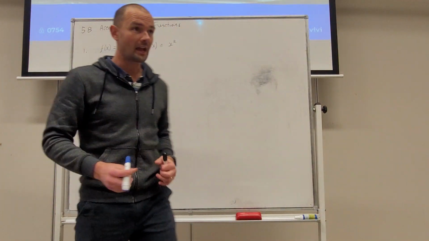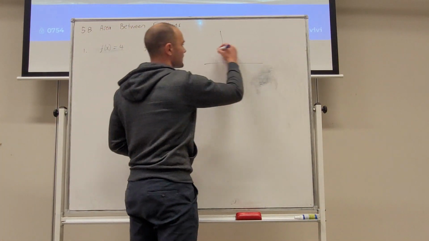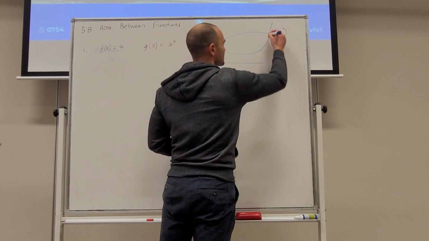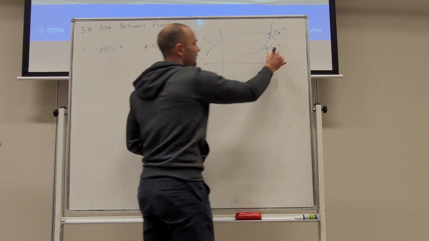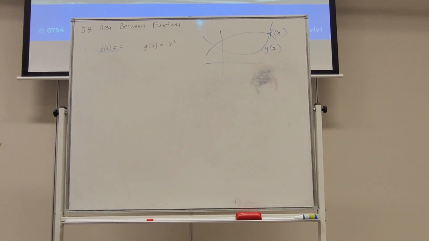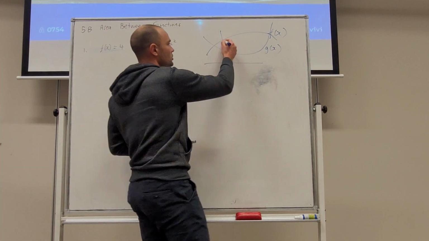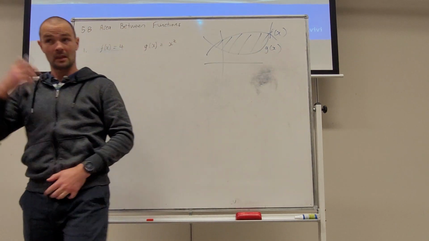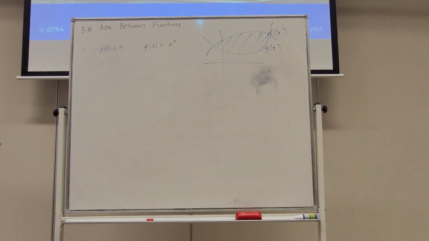And so what we're going to look at is if we have two functions on the Cartesian plane, let's say here's some f of x and here's some g of x, okay, then we can find the area between these two functions, and that's going to be the integral of the top function take the bottom function. That's the technique that we're going to apply today.